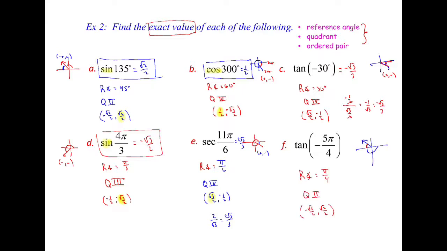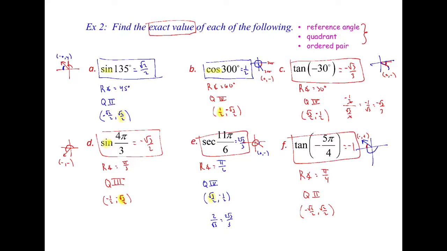And so for the last one here, your reference angle is pi over 4. You're going in the negative direction. You'll be pi over 4 units away from the x-axis. That's in quadrant 2. That means x is negative and y is positive. And so since you're looking for tangent, you take y divided by x, or sine divided by cosine. So that's the square root of 2 over 2 divided by the negative square root of 2 over 2, which would represent negative 1.